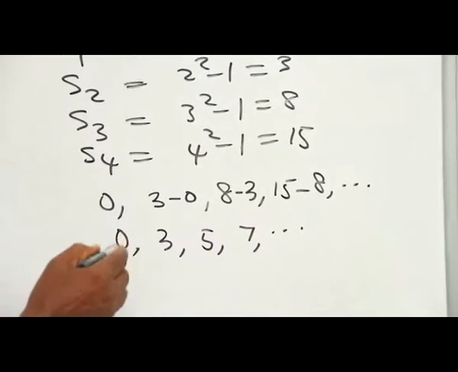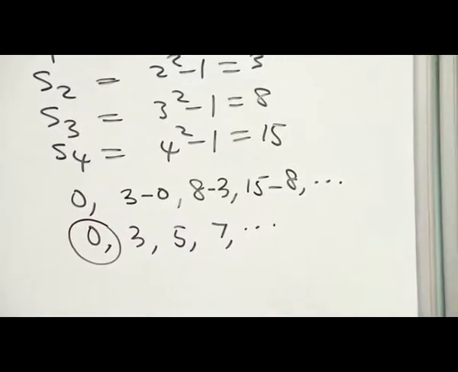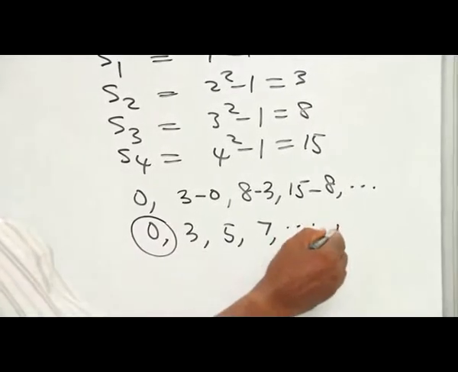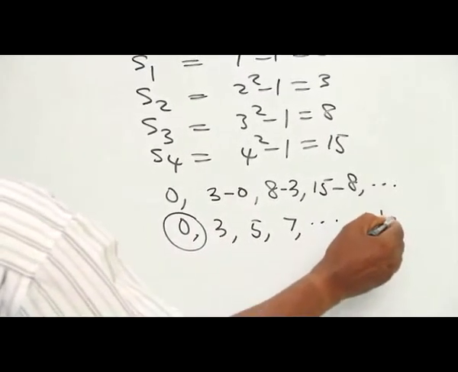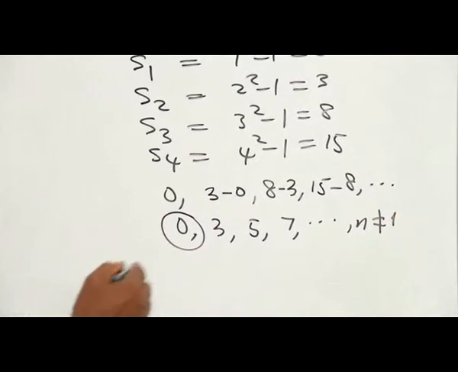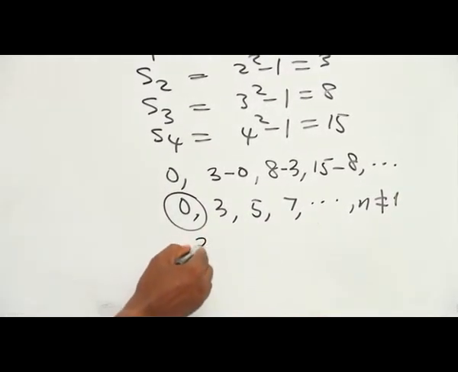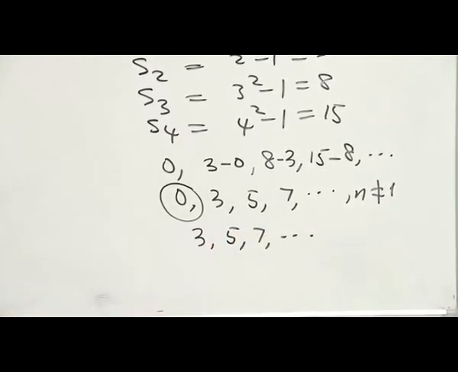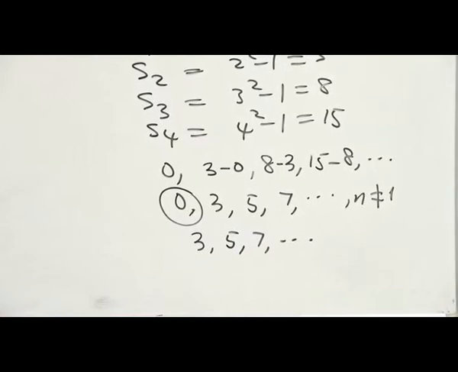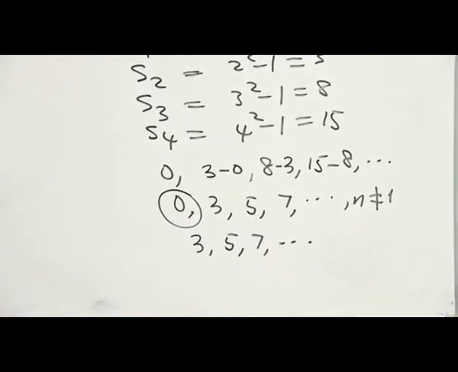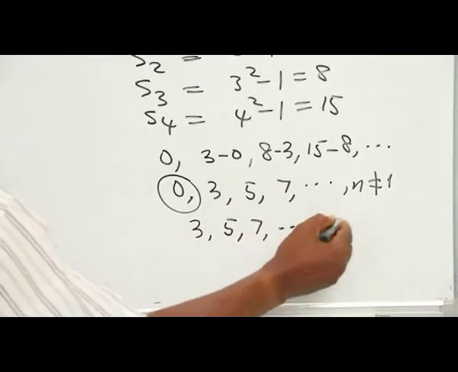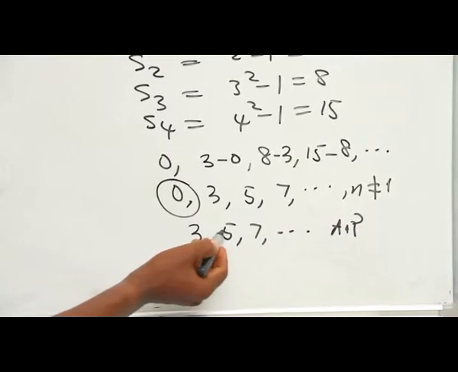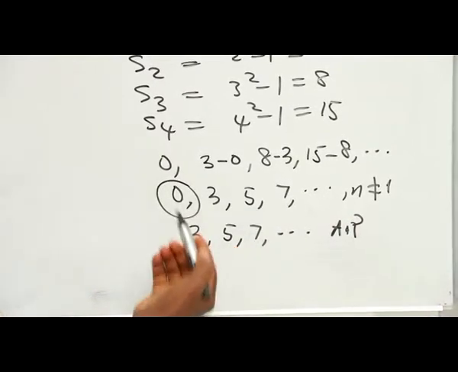But technically, the 0 here, where n is not equal to 1, if n is not equal to 1, then our terms are 3, 5, 7, and it goes on in that order. So if I told you to find the nth term of this sequence, we now have that this is an AP, an arithmetic progression. The difference between 3 and 5 is 2. The difference between 5 and 7 is 2.